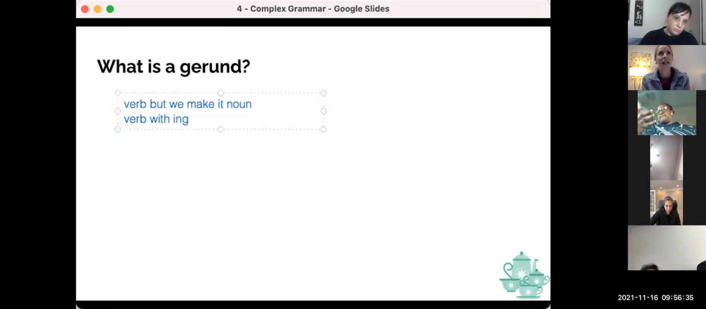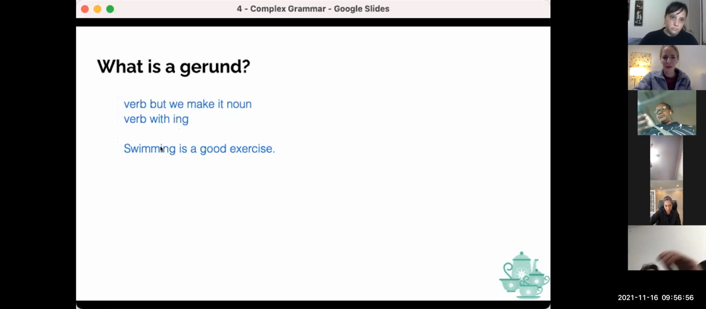Could you give me an example in a sentence of a gerund? Swimming is a good exercise. Okay. Here we have the verb swim with ing, but our main verb of the sentence is the be verb, right? Is. And so swimming here is a noun in the sentence.